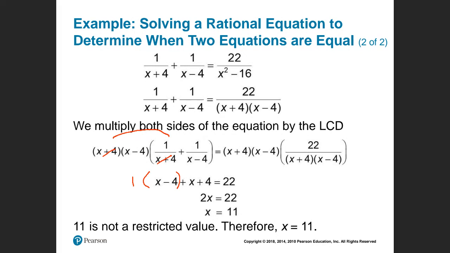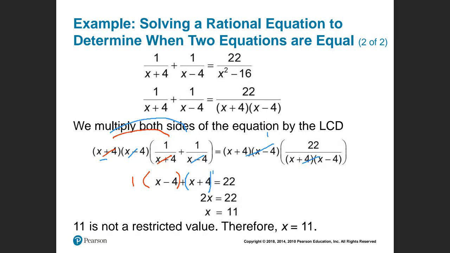Now the next one, I use a different color so you can see. x plus 4 times x minus 4 divided by x minus 4. Look at this one and that one. The rest is x plus 4, so x plus 4 times 1. Now equals x plus 4 times x minus 4 times 22, and the denominator is x plus 4 times x minus 4. So they cancel each other, and this becomes 1. So 1 times 22 is 22.